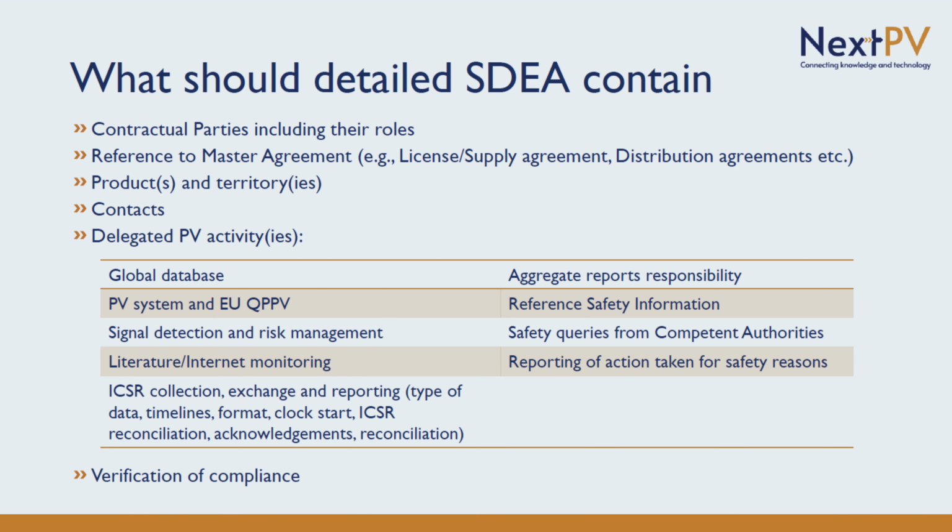What should a detailed SDEA contain? A detailed SDEA should include several key elements. These include the contractual parties and their roles, reference to the master agreement, product and territory details, contacts, and delegated pharmacovigilance activities. It should cover compliance verification, global database responsibilities, pharmacovigilance system details, signal detection, safety queries from competent authorities, literature and internet monitoring, and ICSR collection and reporting. The agreement should also address the reconciliation of safety data, acknowledgements, and the reconciliation process.